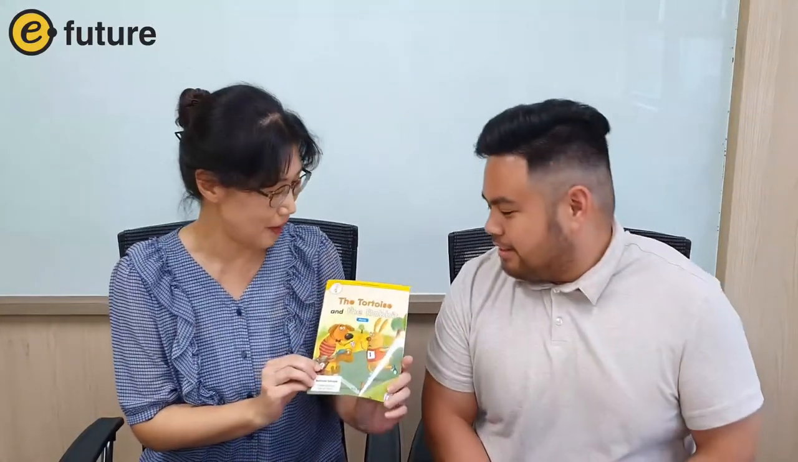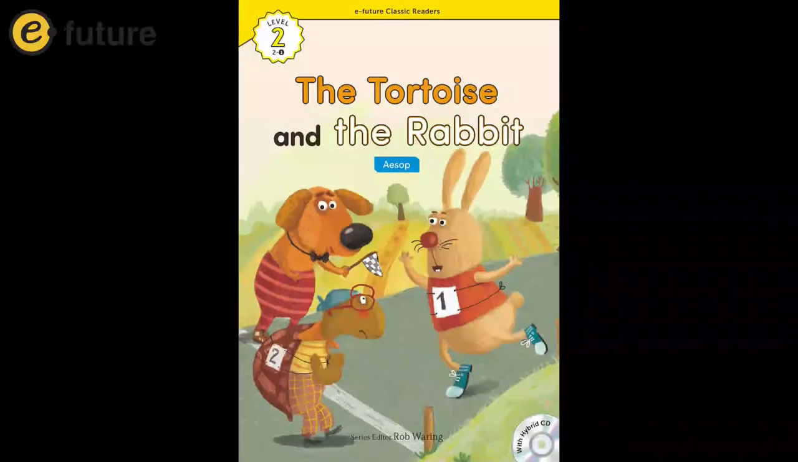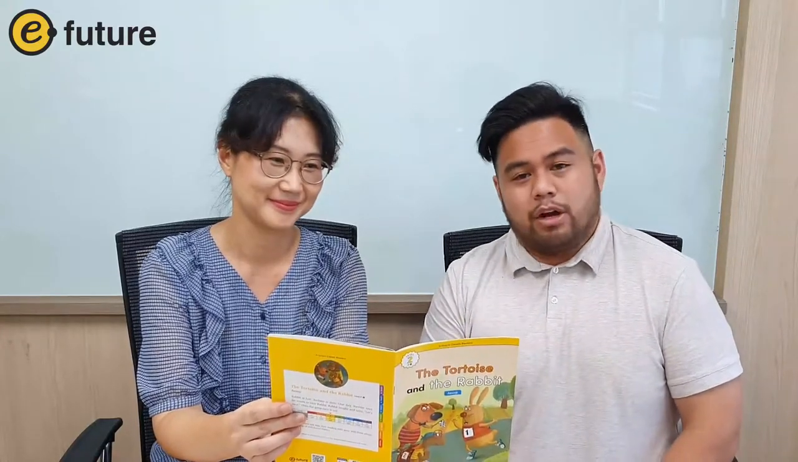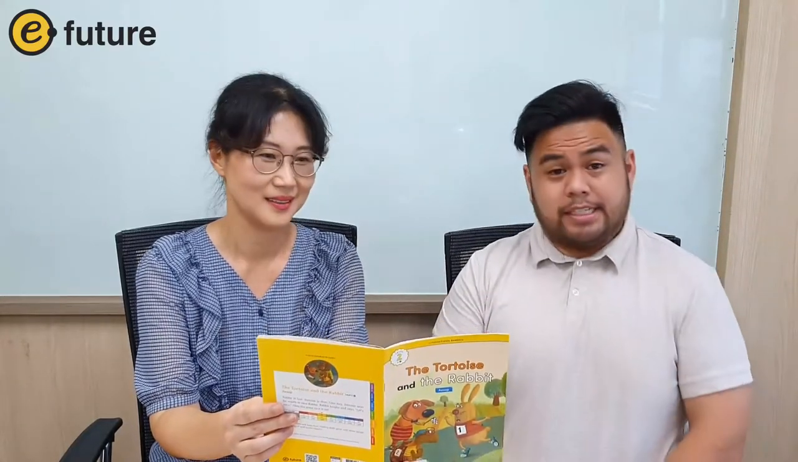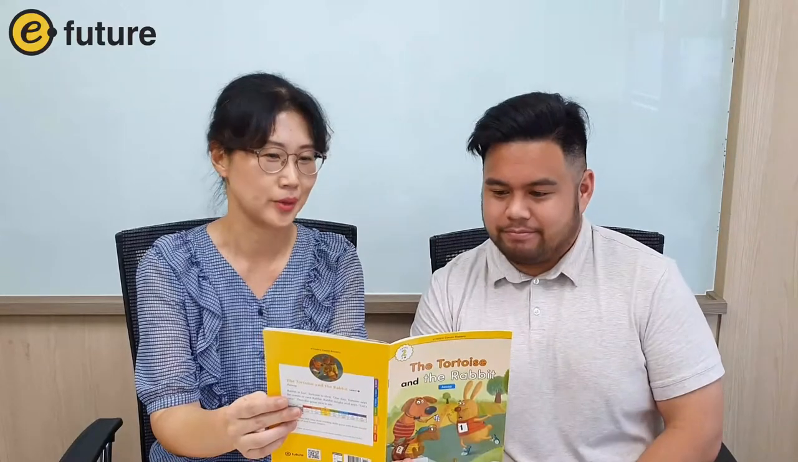Yes, we have the tortoise and the rabbit! So, Gary, could you please introduce the story? So, the tortoise and the rabbit. This is a story by the Greek writer Aesop. Another one of Aesop's fables. It is a story about a rabbit who races a tortoise. Yeah, so they're racing, rabbit and tortoise.